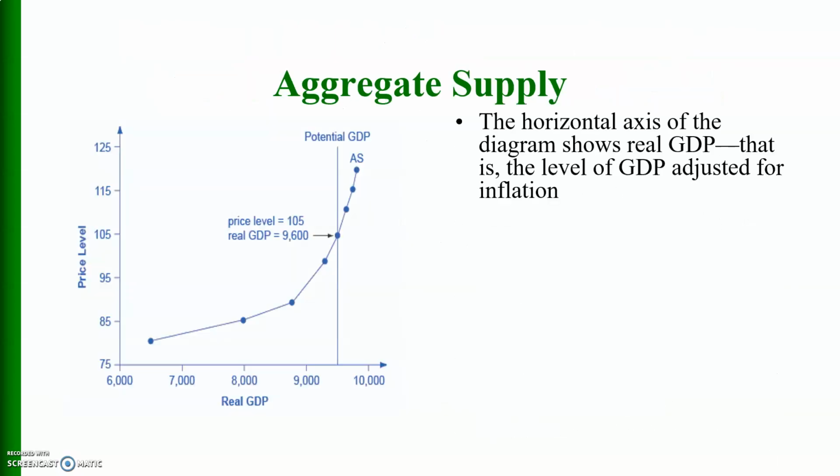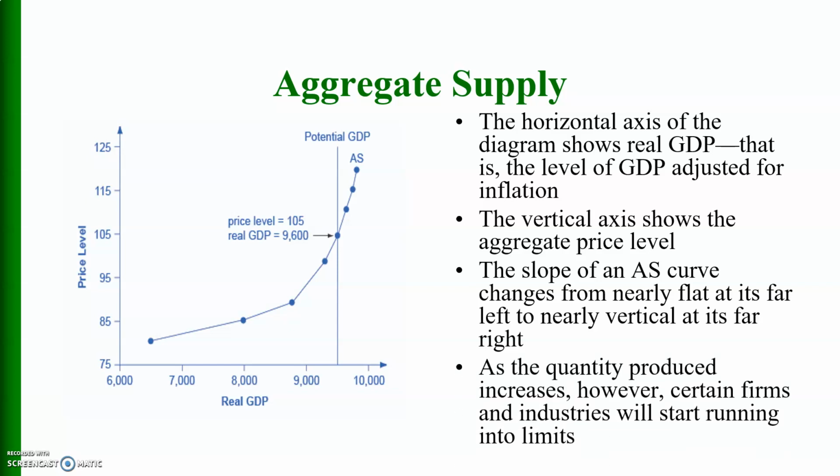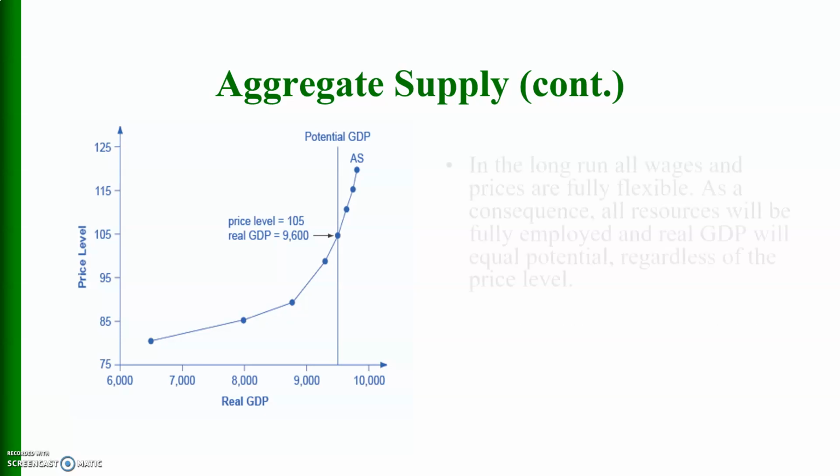Here is the aggregate supply curve. There is the short-run supply curve and the long run. The horizontal axis of the diagram shows real GDP, that is the level of GDP adjusted for inflation. The vertical axis shows the aggregate price level. The slope of an aggregate supply curve changes from nearly flat at its left to nearly vertical at its right. As the quantity produced increases, however, certain firms and industries will start running into limits.